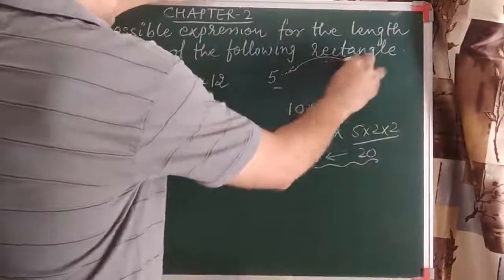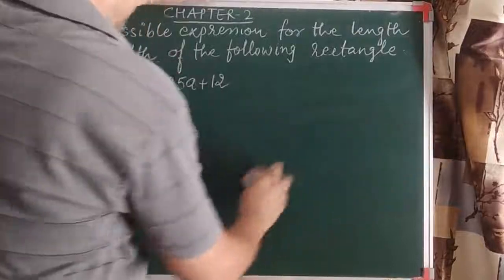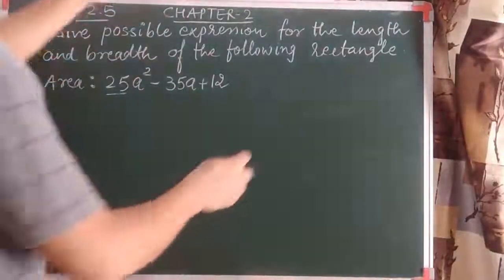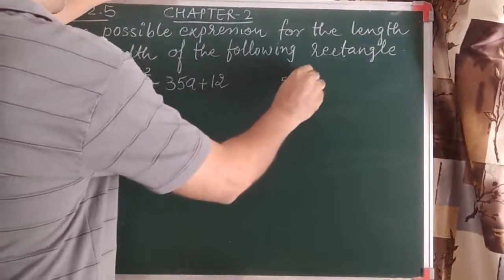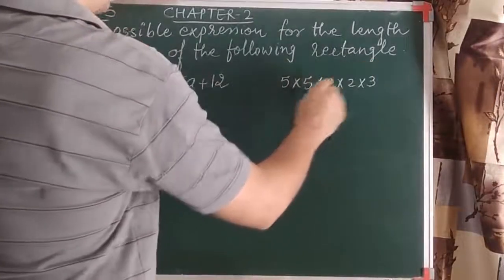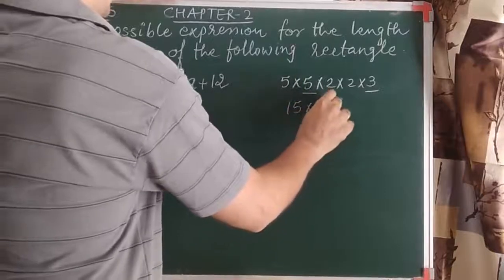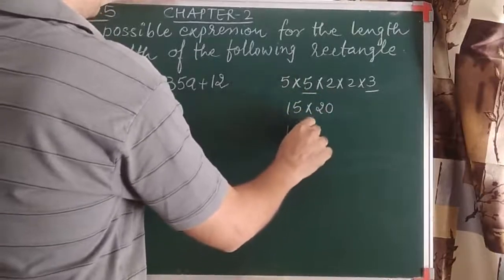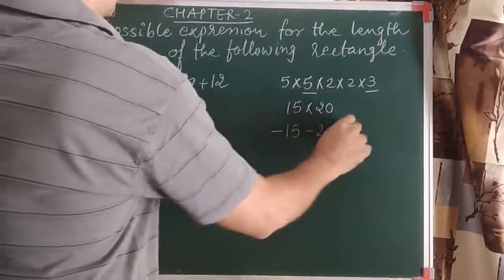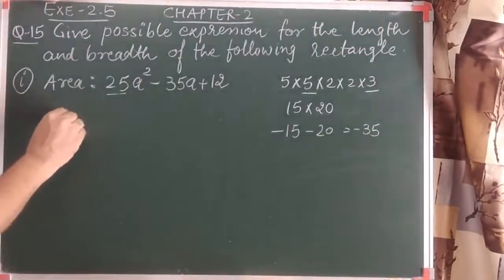So let's write this again. You can take any two numbers, it won't be like this. First I have written the prime factors of 25, then the prime factors of 12. So the two numbers, 5 3s are 15 and 5 4s are 20. So the factors are 15 and 20. Both the numbers should be negative, so we can obtain -35. So let's find the factors.